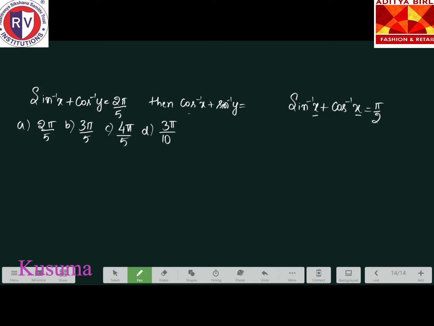Ma'am, 3 pi by 5. Yes, 3 pi by 5 is the right option. That is option B. Did you see? These kinds of problems are repeated more, related to this formula, that is sin inverse x plus cos inverse x is equal to pi by 2. Then tan inverse x plus cot inverse x is equal to pi by 2.